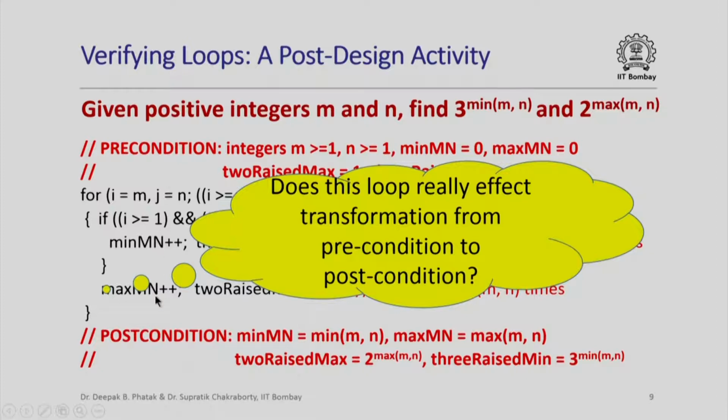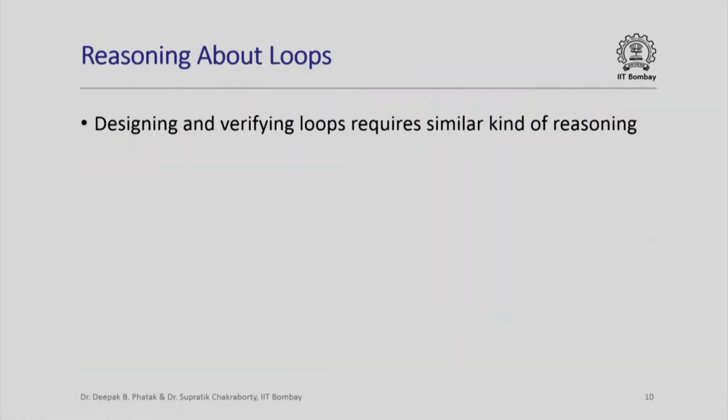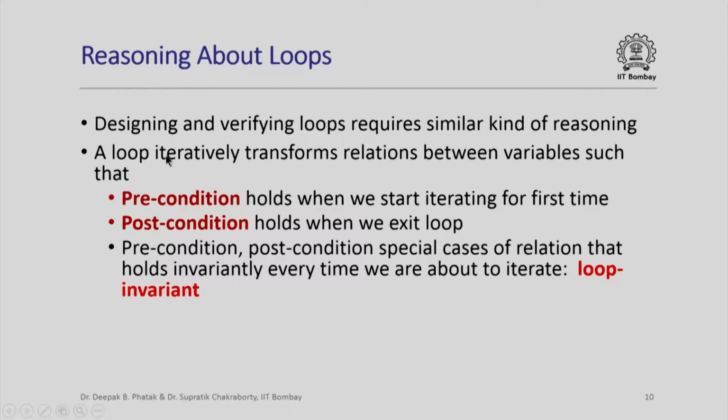Once you have designed and written down your program, we can ask this question, is this program really doing what we wanted it to do? Now it turns out that both designing and verifying loops requires very similar kind of reasoning, and so we are going to look at both these activities together in this lecture. What a loop is really doing is it's iteratively changing values of variables so that the relations between these variables change in the following way. The relations between these variables satisfy the precondition when we start iterating for the first time.